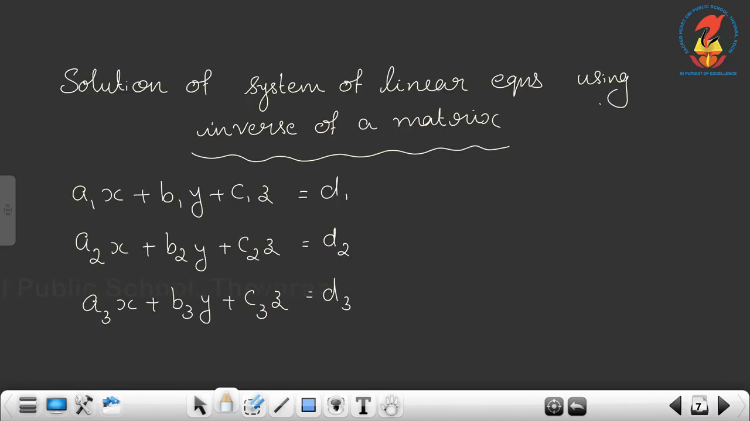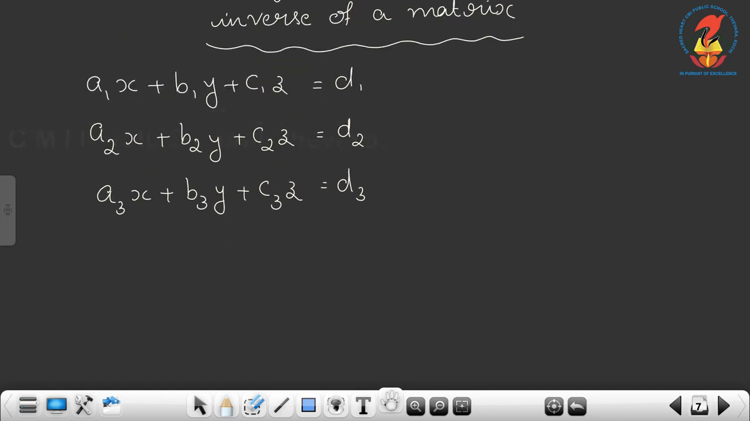Now the next is solution of system of linear equations using inverse of a matrix. This method is known as matrix method. Before that we have three linear equations in three variables: a1x plus b1y plus c1z is equal to d1, and a2x plus b2y plus c2z is equal to d2, and a3x plus b3y plus c3z is equal to d3. Then we write these equations as matrices.